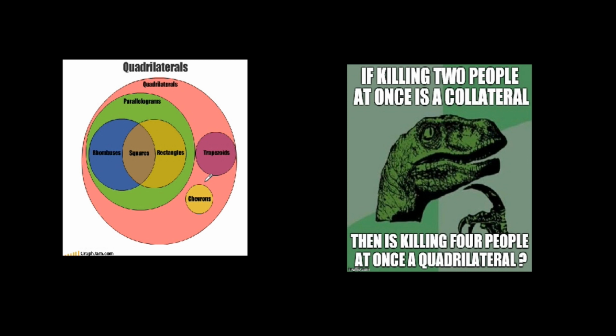And in the end, I'm also going to leave you with a very interesting meme, which is here. It says that if killing two people at once is a collateral, then is killing four people at once a quadrilateral? So that brings us to an end of the video.